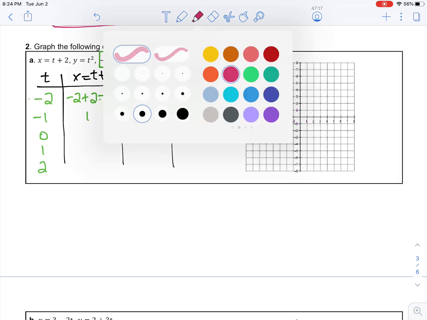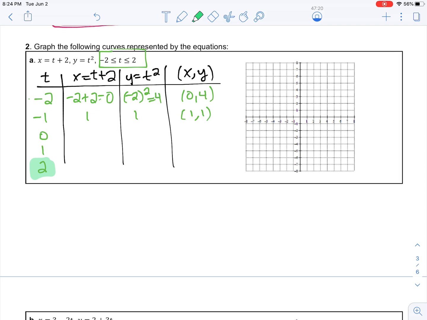And this continues for 0, 1, and 2. I stop at 2 because that's my upper bound, my upper restriction on my t value. I'll leave the details to you, plugging the t values 0, 1, and 2 into our x and y equations, but you can check and make sure that you agree with me that our remaining points are 2, 0, 3, 1, and 4, 4. So what we've essentially done is eliminate the parameter t so that we can graph these points on our xy coordinate system over here.